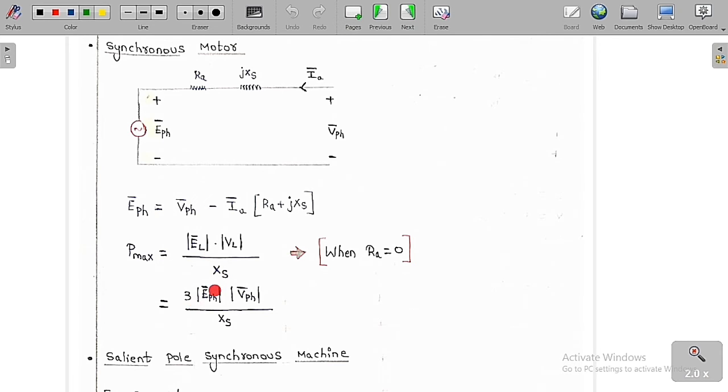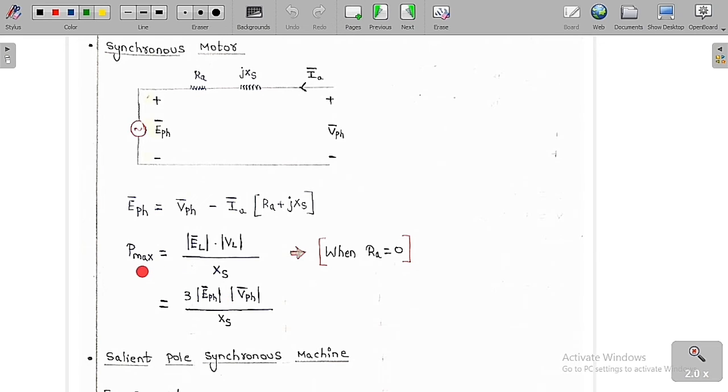But EL bar is nothing but root 3 into E phase, and VL bar is equal to root 3 into V phase. So root 3 into root 3 is nothing but 3. So 3 into mod of EPH bar into mod of VPH bar by XS. EPH bar magnitude into VPH bar by XS is nothing but the single phase maximum power.